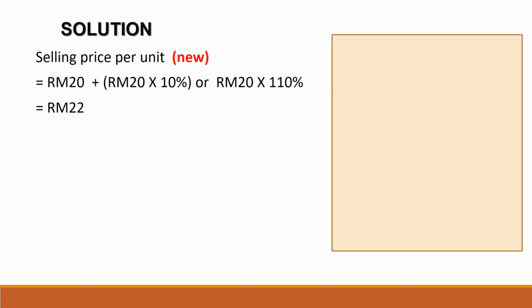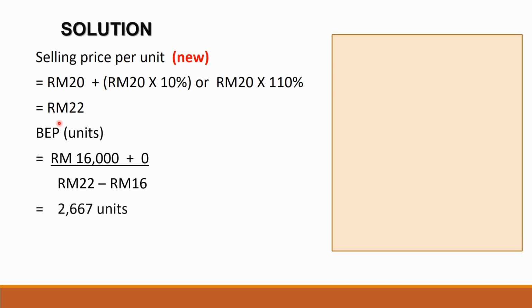So, the first step, the company has to calculate the new selling price. So, this is the calculation for the new selling price: RM20 plus RM20 times 10%, or RM20 times 110%, and you will get the answer RM22 for the new selling price. The next step, we have to calculate the break-even point in units.